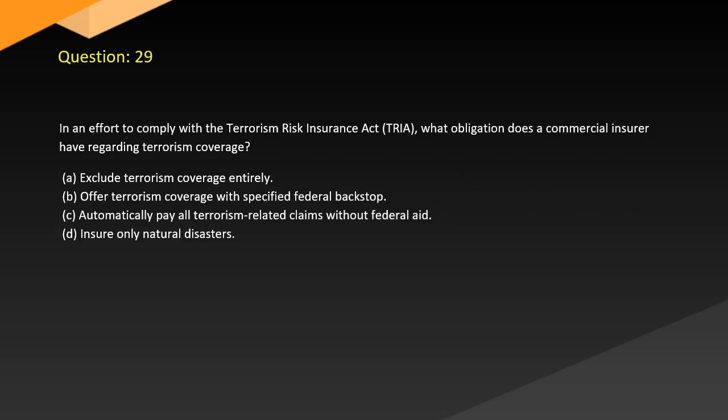Question 29. In an effort to comply with the Terrorism Risk Insurance Act (TRIA), what obligation does a commercial insurer have regarding terrorism coverage? A. Exclude terrorism coverage entirely. B. Offer terrorism coverage with specified federal backstop. C. Automatically pay all terrorism-related claims without federal aid. D. Insure only natural disasters.